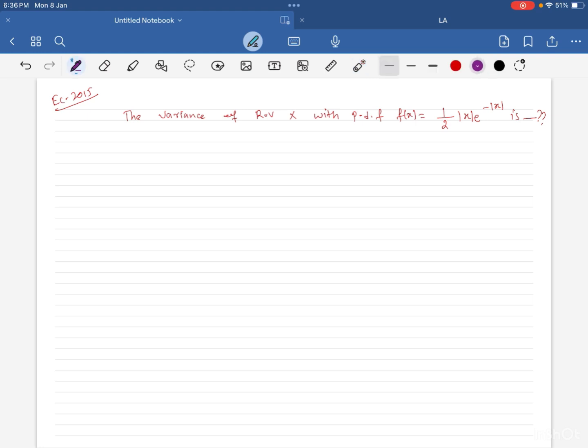So we know that variance sigma x square is equal to expected value of x square minus (expected value of x) whole square. For that we will have to calculate this expectation and this expectation, right? Let's do that. Let's calculate this expected value of x. That is integration from minus infinity to plus infinity of x times half mod x e to the power minus mod x dx.